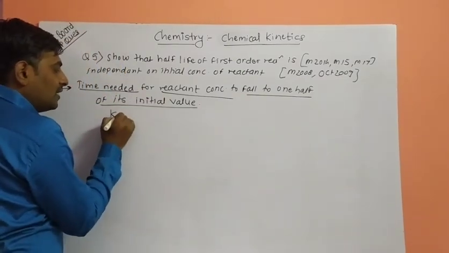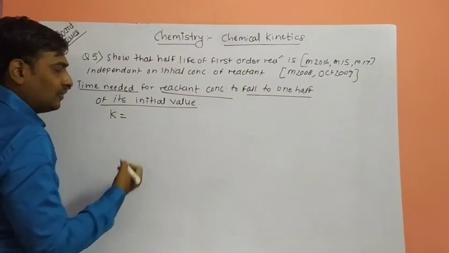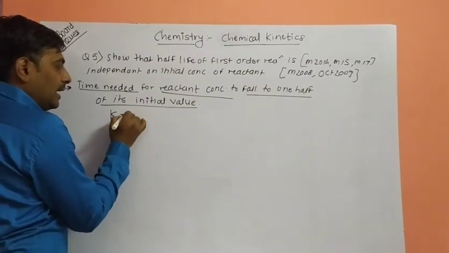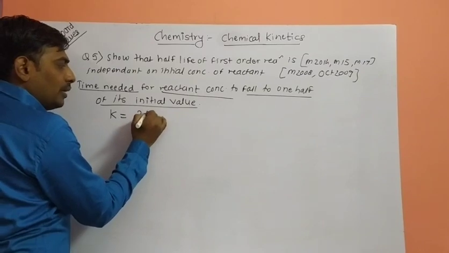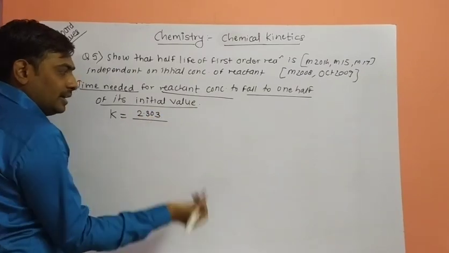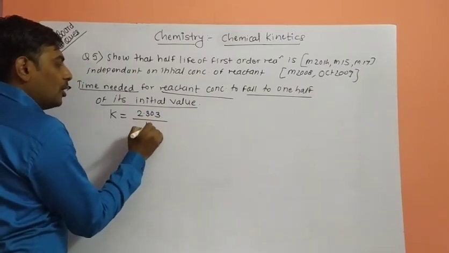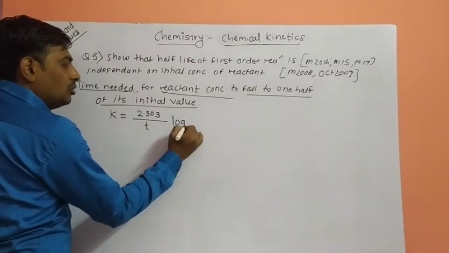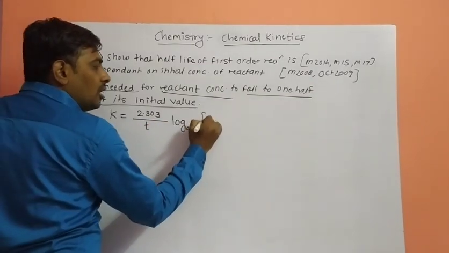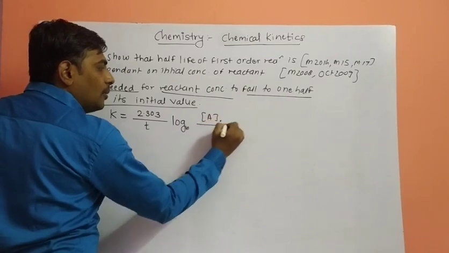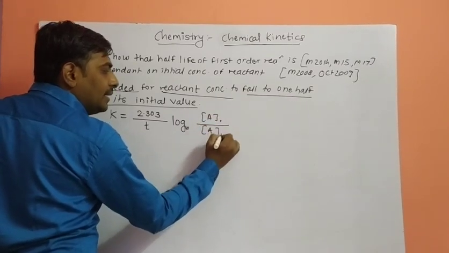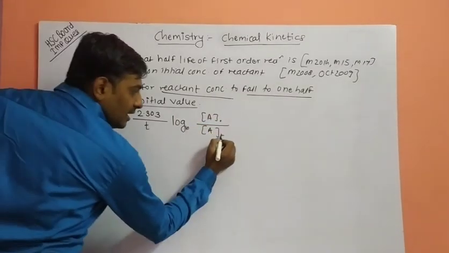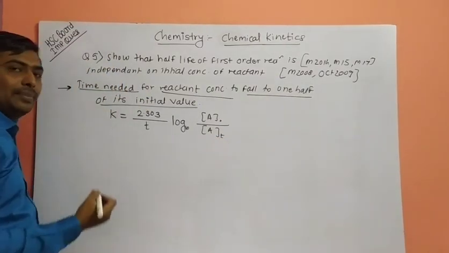So we know the first order reaction. What is the rate law for the first order reaction? K is equal to 2.303, which we have already discussed right now, upon t log to the base 10 of concentration of A0 upon concentration of At. But right now what we are discussing here is the half life time.